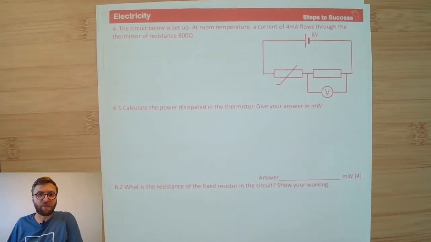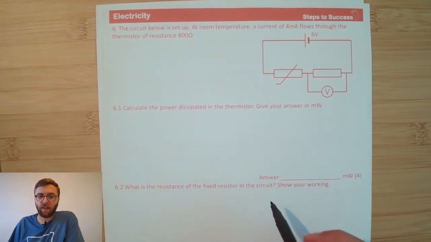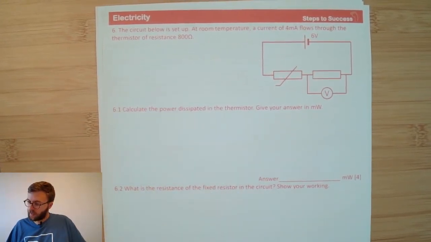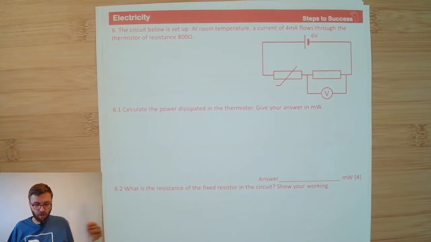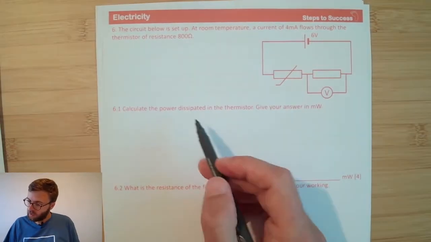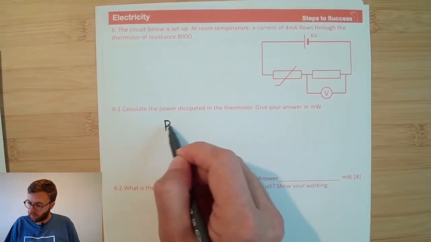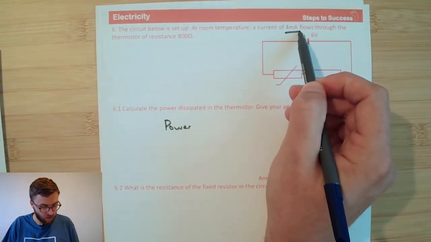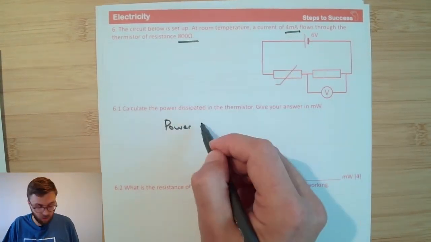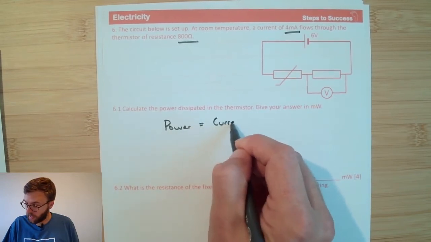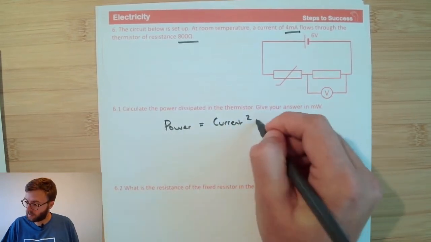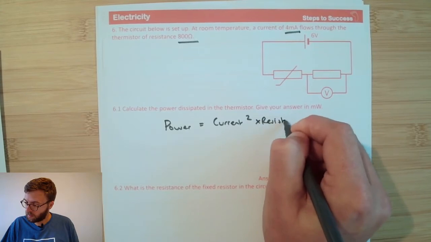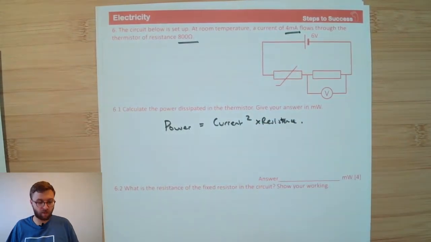Okay, getting our way through it. So, question 6. Calculate the power dissipated in the thermostat. Give your answer in milliwatts. So for this question here, we want to calculate power, and we've been given current and we've been given resistance. So we're going to use again the equation power equals current squared multiplied by resistance.